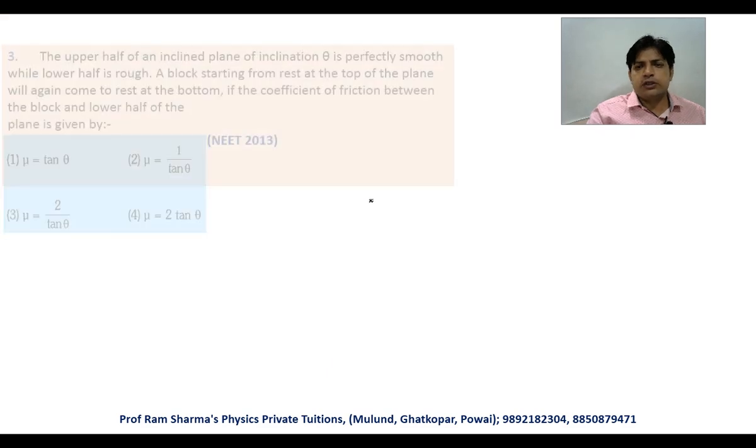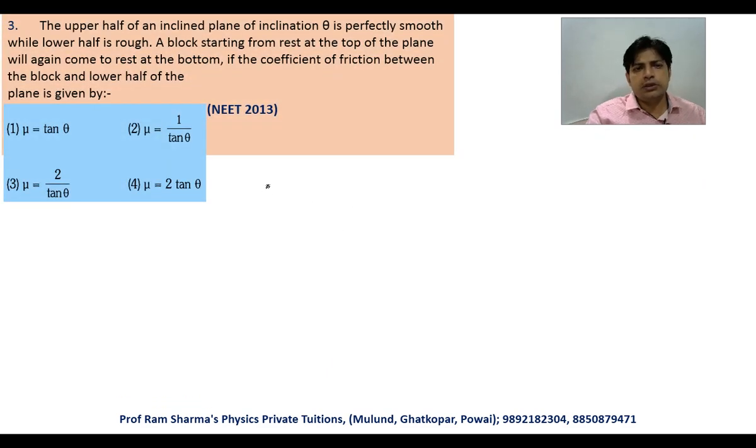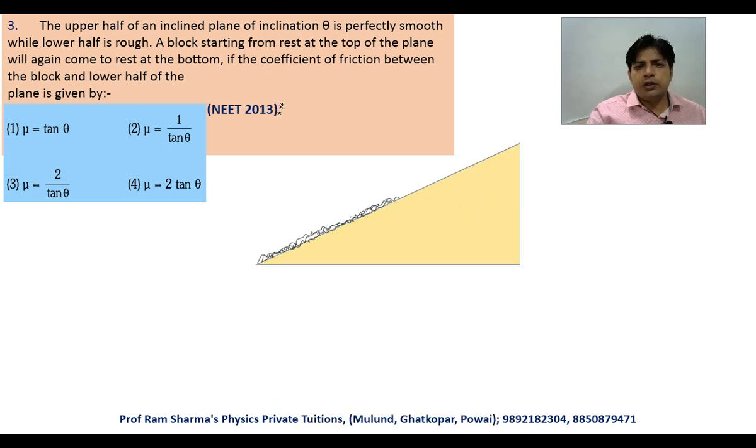So let's move on to the third sum. This is how the third sum will look like. The upper half of an inclined plane of inclination theta is perfectly smooth while the lower half is rough. So there is an inclined plane, and the upper half is smooth. That means there is no friction in the upper half. However, in the lower half there is friction.